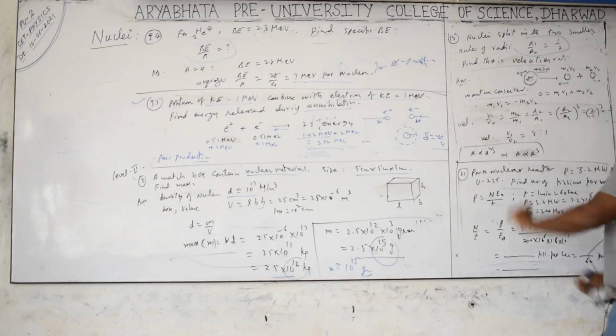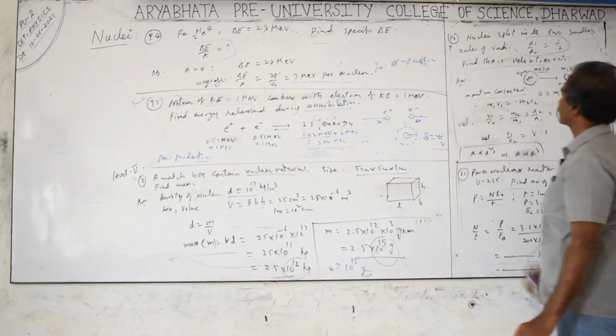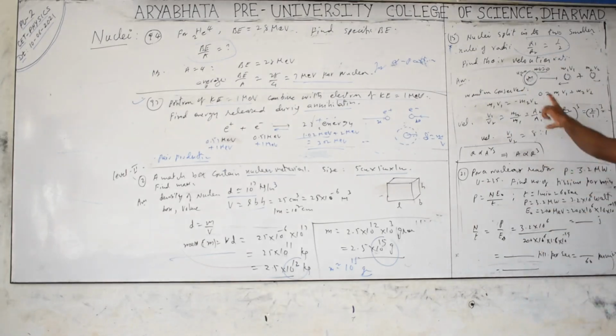This problem is important for all the exams, even for the KCET. You don't have to take all the steps, please. Wherever mass appears, replace it with the mass numbers. m1 v1 equals m2 v2, so v1 by v2 equals m2 by m1. Mass ratios: mass means mass number, so you take A2 by A1.